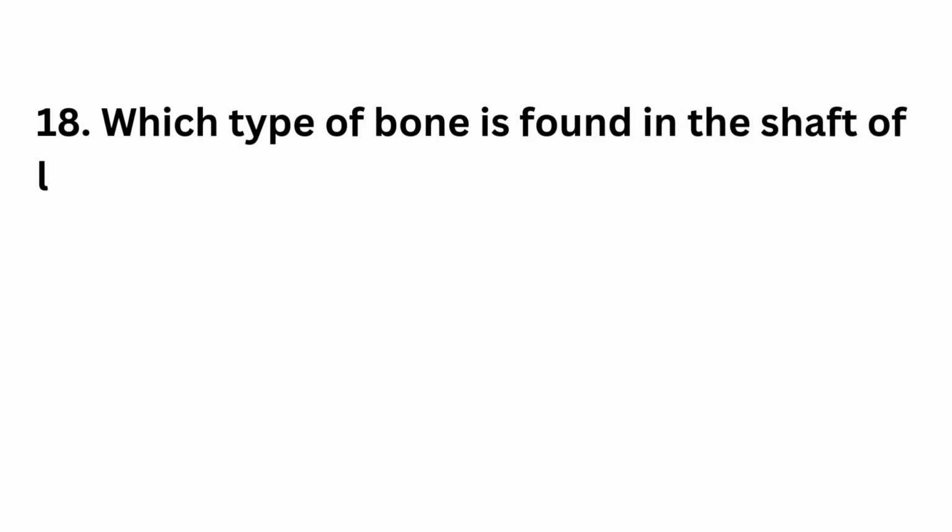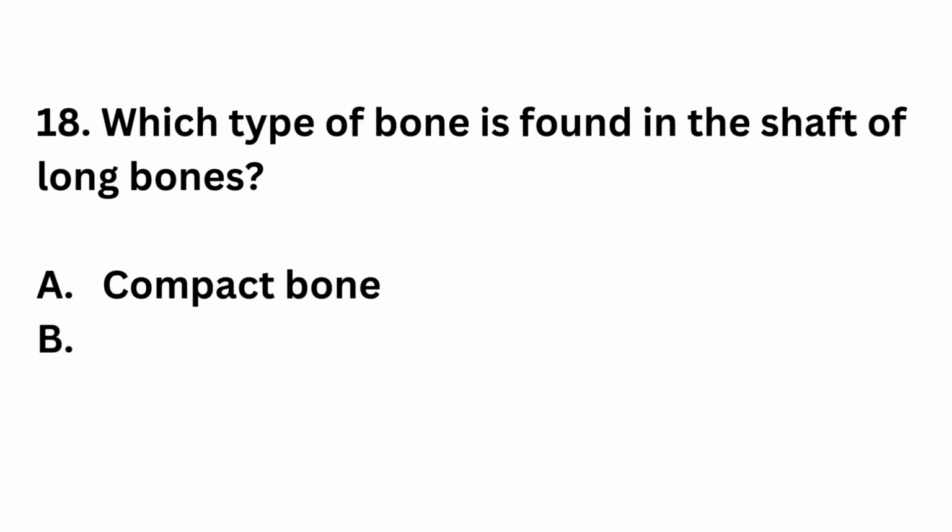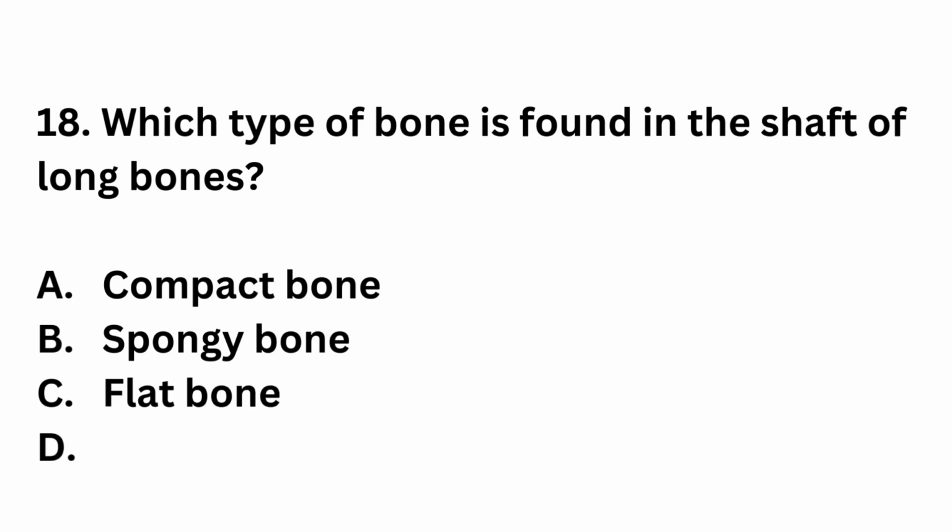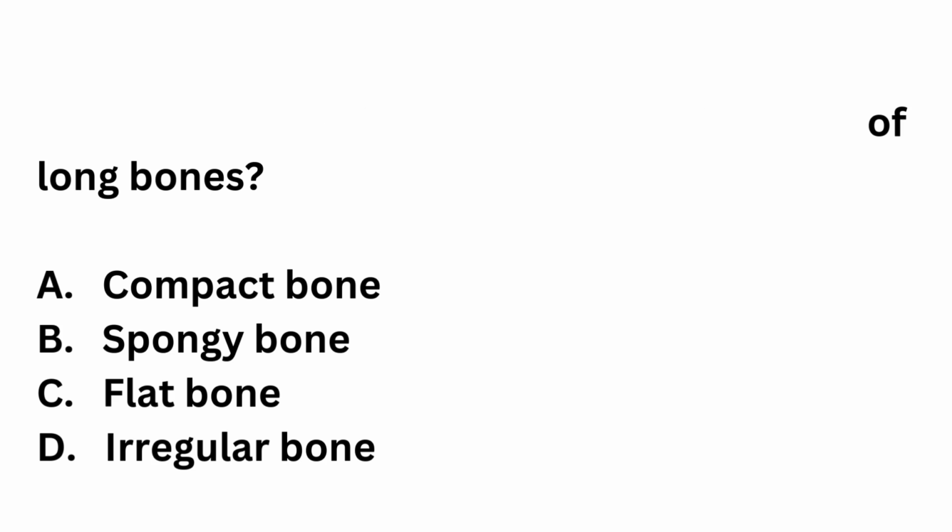18. Which type of bone is found in the shell of long bones? A. Compact bone. B. Spongy bone. C. Flat bone. D. Irregular bone. The answer is A. Compact bone.